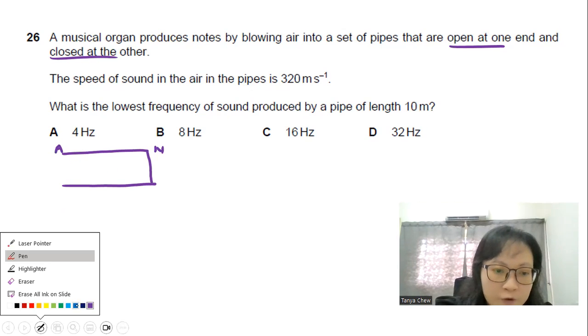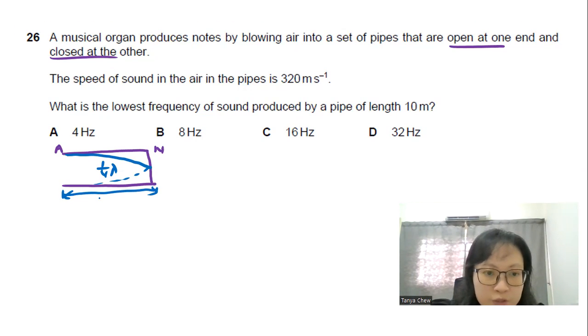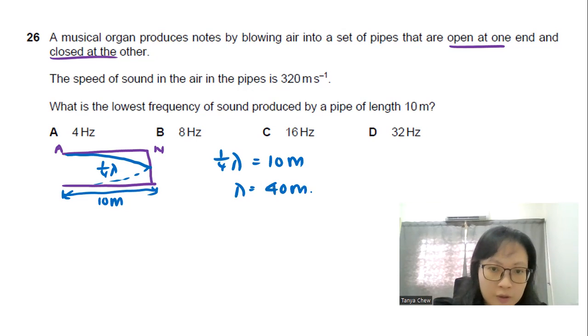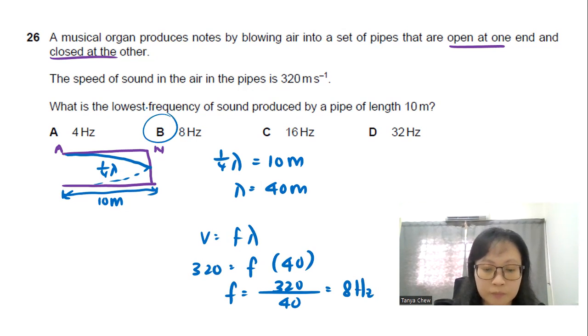So therefore, fundamental frequency, the first stationary wave is here, 1/4 lambda. So you have 1/4 lambda, the length of the pipe is given, which is 10 meter. I can relate to that. 1/4 lambda is equal to 10 meter, lambda is equal to 40 meter. V equals to F lambda. So V is 320. F is a frequency that you want to find. This is 40 meter. F is equal to 320 divided by 40. Frequency is 8 Hz. So the answer is B.